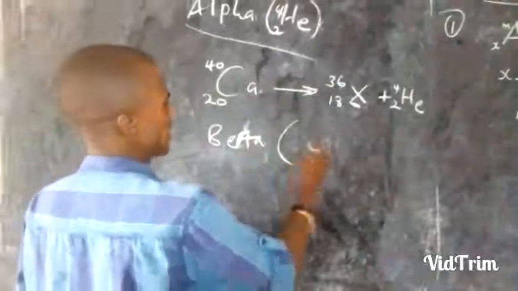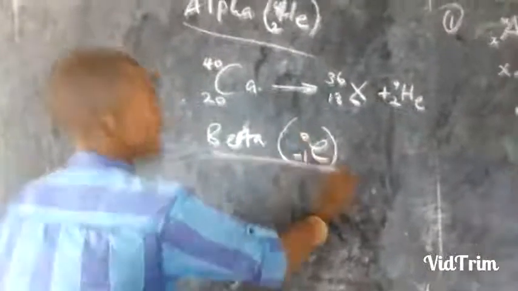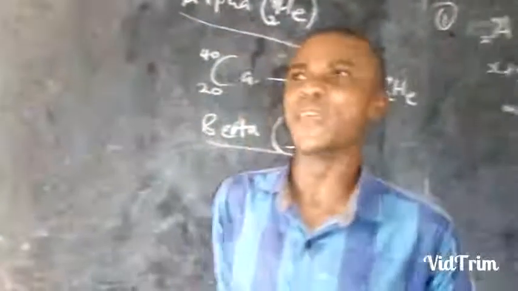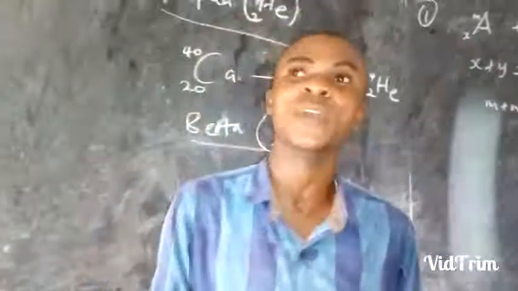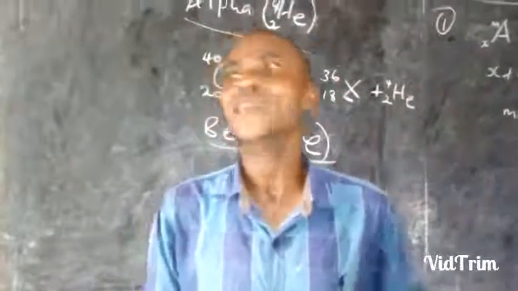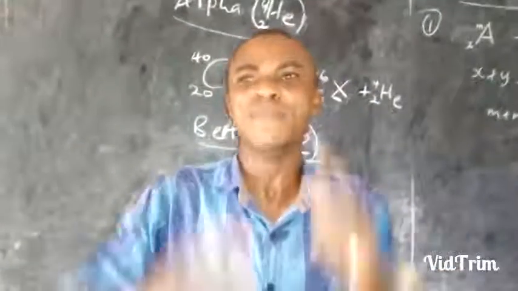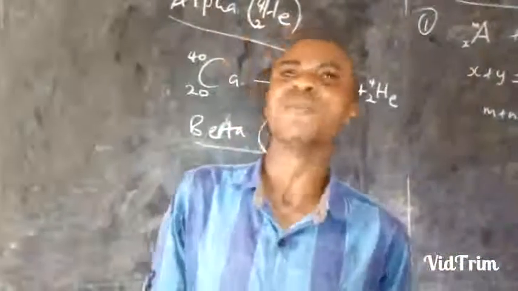Beta is represented by e, 0 at the top and minus 1 down. What do we mean by that? Anytime the element undergoes beta particle radiation, the mass number remains the same, and the atomic number is increased by 1. Let us demonstrate that.